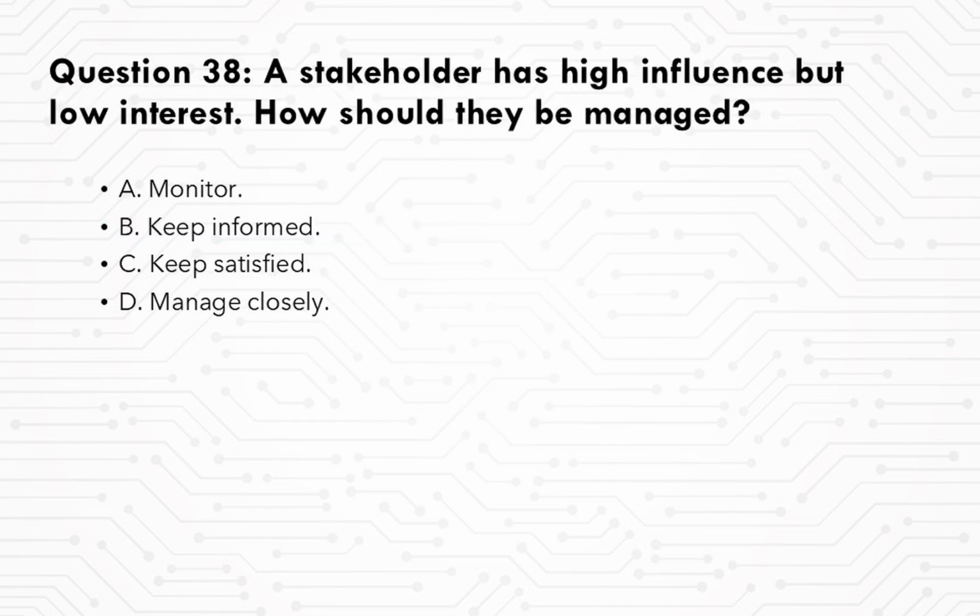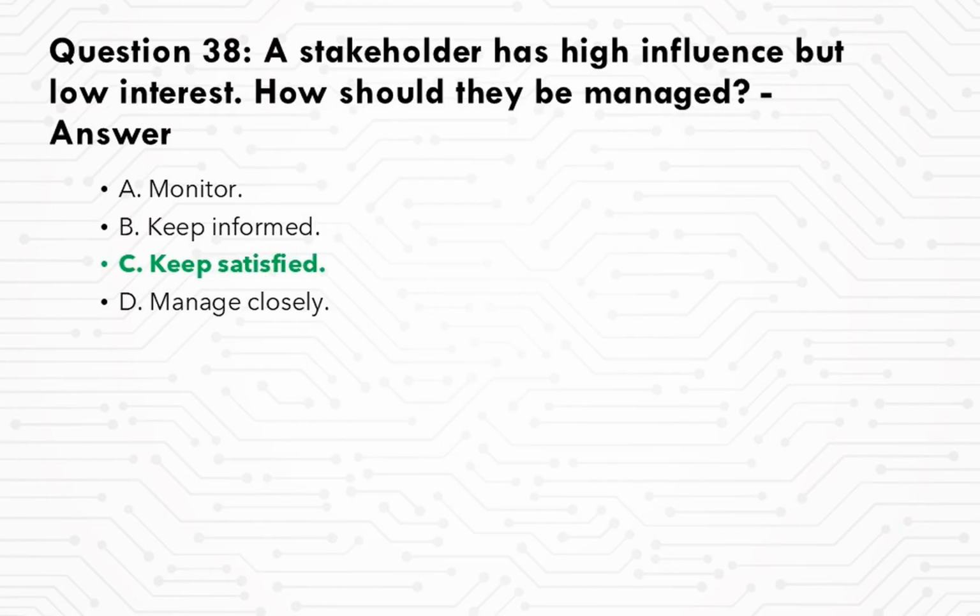Question 38. A stakeholder has high influence but low interest. How should they be managed? A. Monitor. B. Keep informed. C. Keep satisfied. D. Manage closely. Answer: C. High power plus low interest equals keep satisfied.